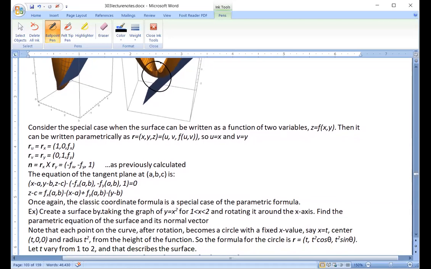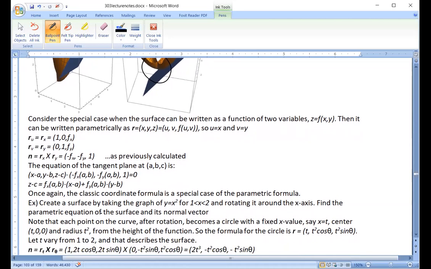And t goes from 1 to 2. Next, we'll make the normal vector. To make the normal vector, first we need to calculate the two tangent vectors. So we need dr/dt. dr/dt is just, if you calculate it, (1, 2t cos θ, 2t sin θ).